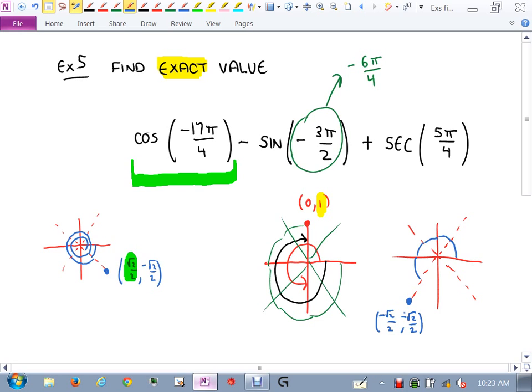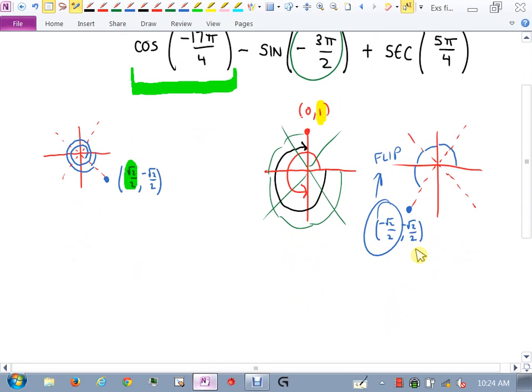And which one am I grabbing? Well, secant, right? Secant is the reciprocal of cosine. Which one of those is cosine? The x-coordinate. But I need the reciprocal of it. So instead of negative root 2 over 2, I can use 2 over root 2 instead. See how that works? So I'm using this, but I'm flipping it.